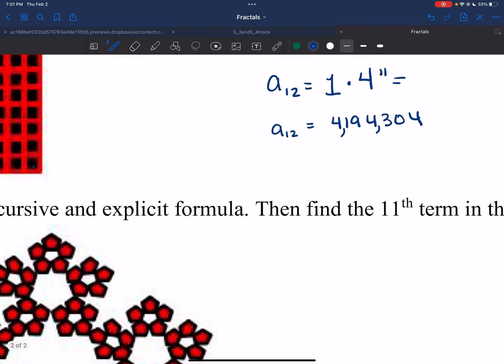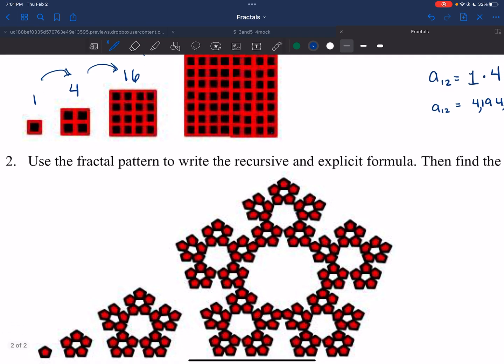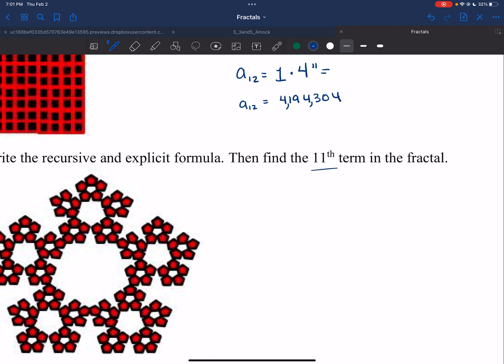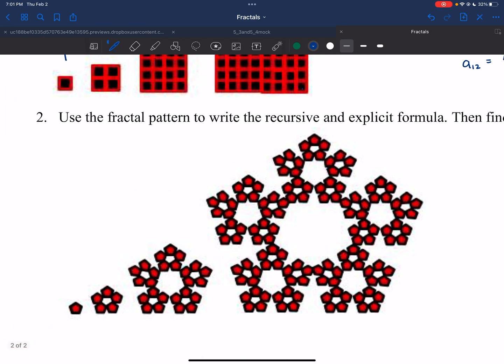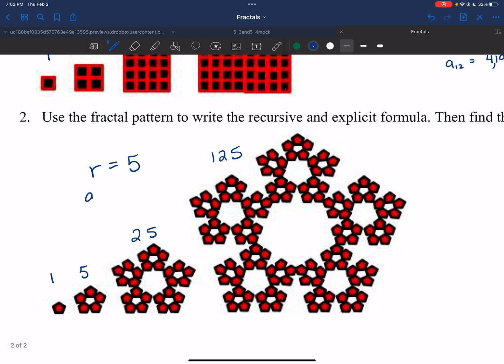Okay. Now let's take a look at this one. Fractal pattern to write the recursive and explicit formula. Find the 11th term is what we want. Okay, so we've got 1 on this one. We have 5 of those. And then we have 5 groups of 5, so that's 25. Then we have 5 groups of 25, which is going to give me 125. So my ratio here, 1, 5, 25, 125, is 5. My a_1, or my initial first term, is going to be 1.